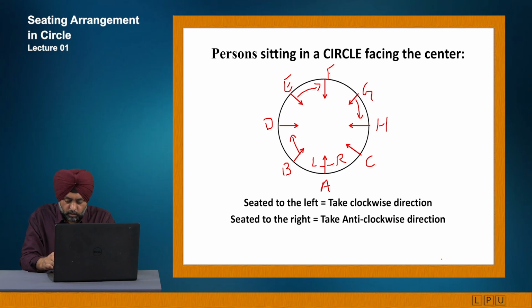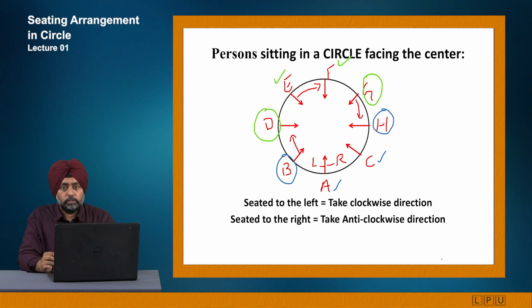Let us understand with an example also. Suppose I ask you, who is third to the left of D? Left means clockwise. This is first to the left, this is second to the left, and this is third to the left. It will be G. Similarly, if it is asked who is third to the right of B, now you know B is here. Right means anti-clockwise. First to the right, second to the right, third to the right will be H. So remember, right means anti-clockwise and left means clockwise.